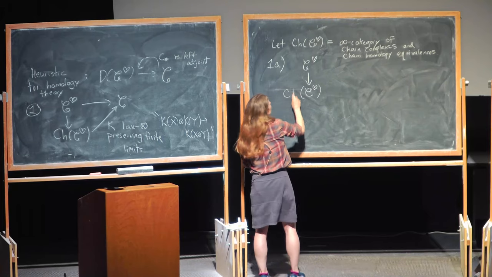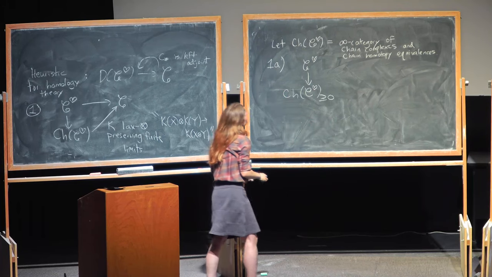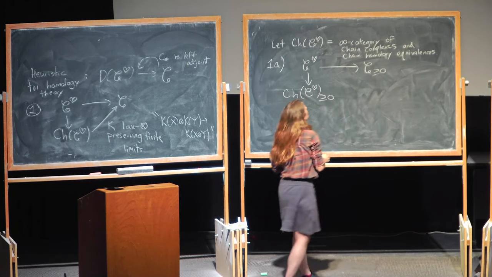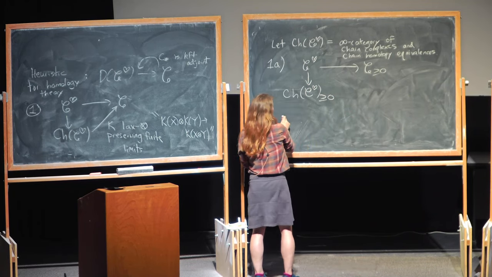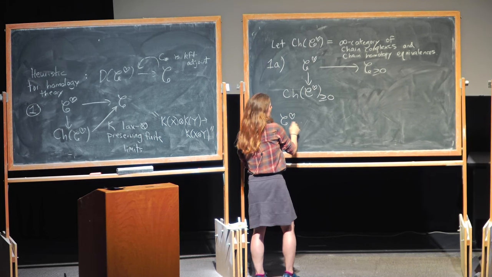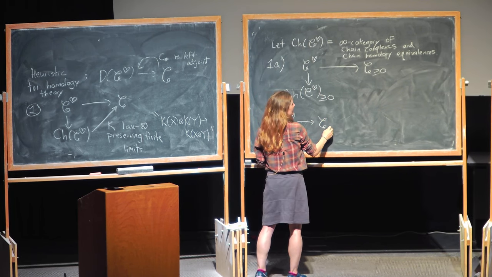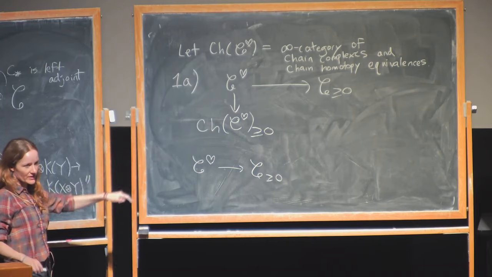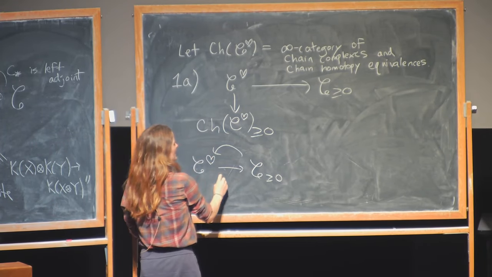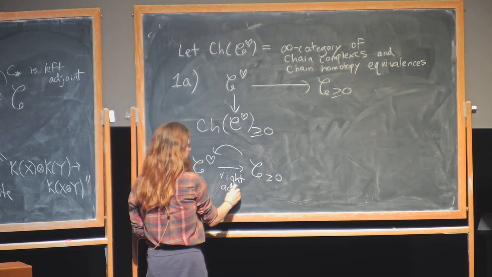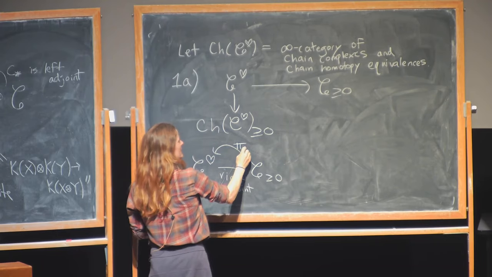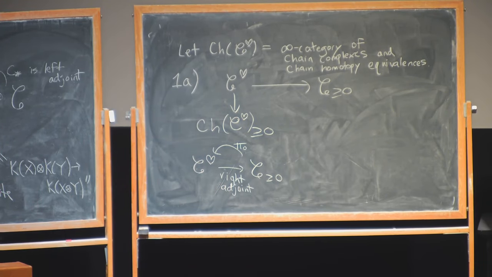And then we'll look at the positive part of those chain complexes and send it into the positive part of C. The map from the heart into C, or even C greater than or equal to zero, is right adjoint to a pi naught functor, defined generally by taking truncation.